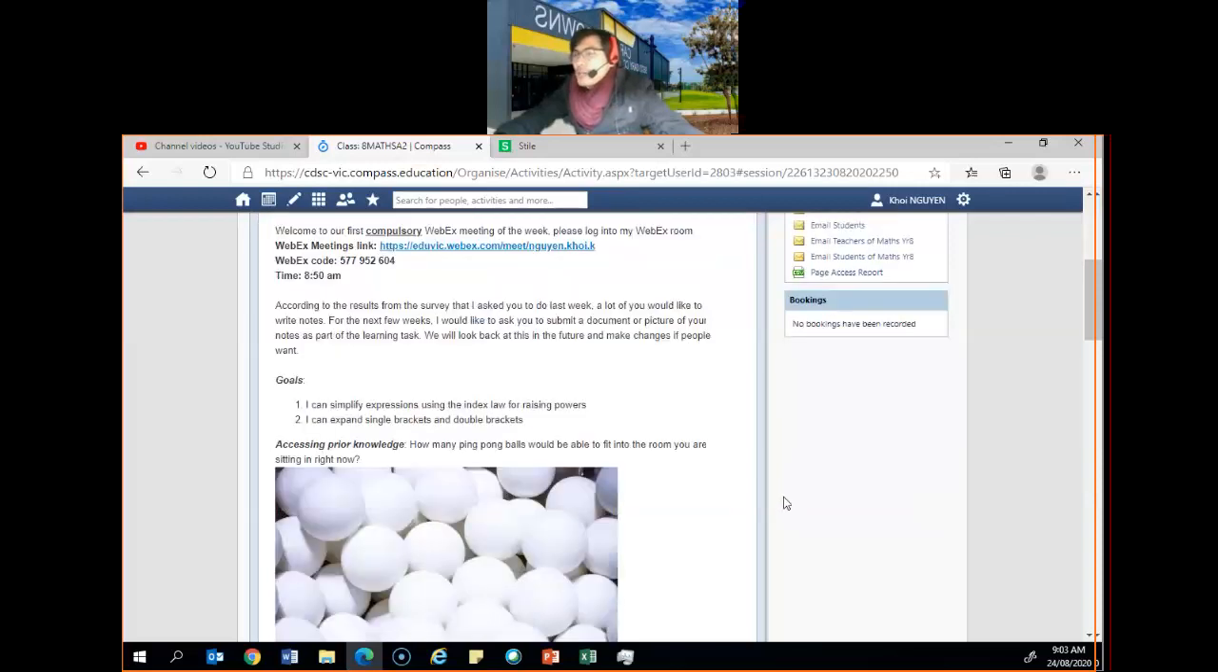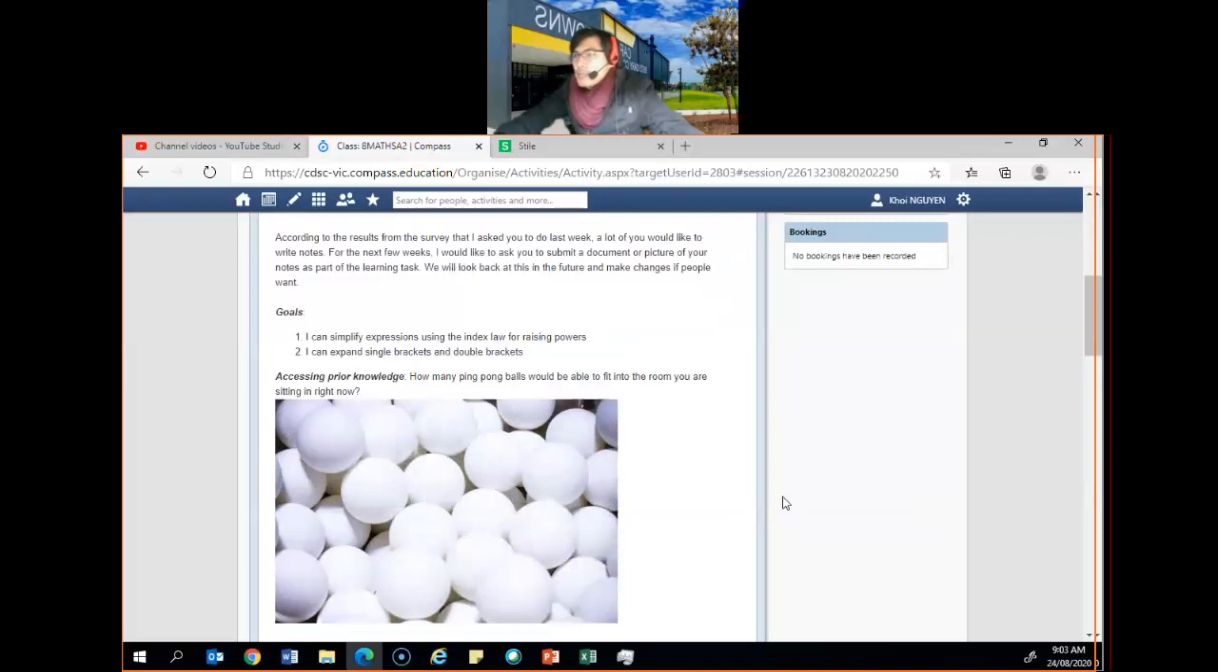Assessing prior knowledge here. Our APK for today is I just want you to do a bit of an estimate. How many ping pong balls would be able to fit into the room that you're sitting in right now? Have a think about it. Look around your room. Two minutes, have a think, and then tell me your estimates.